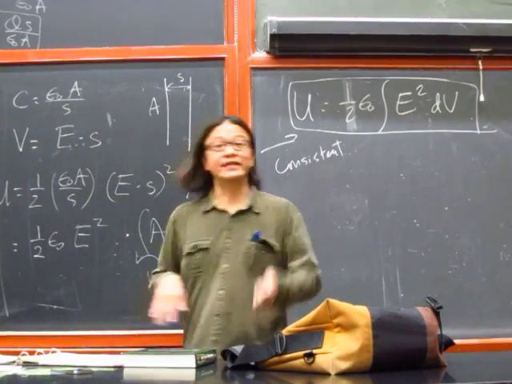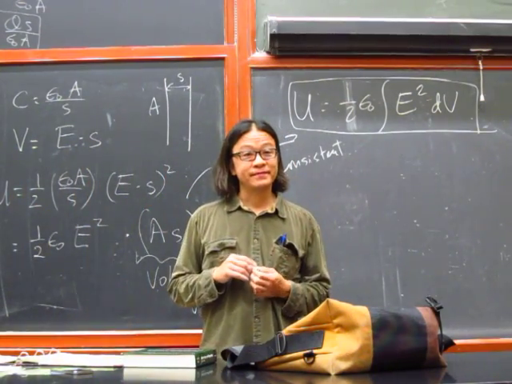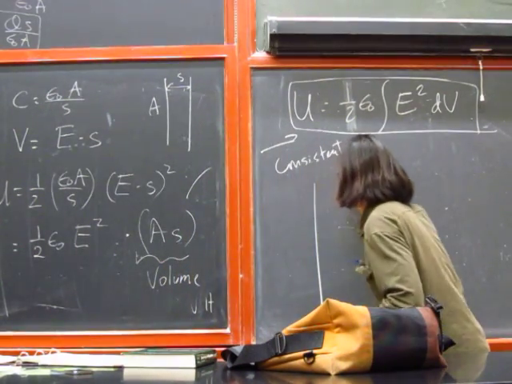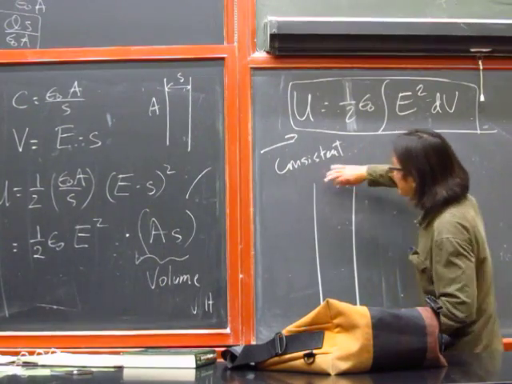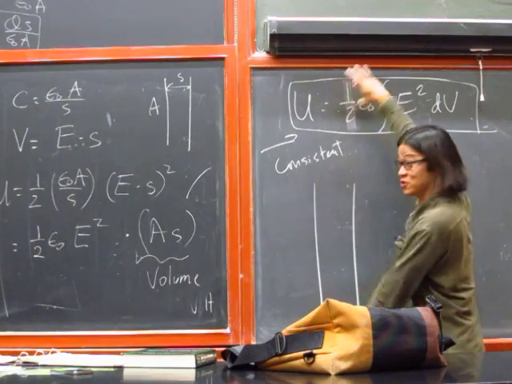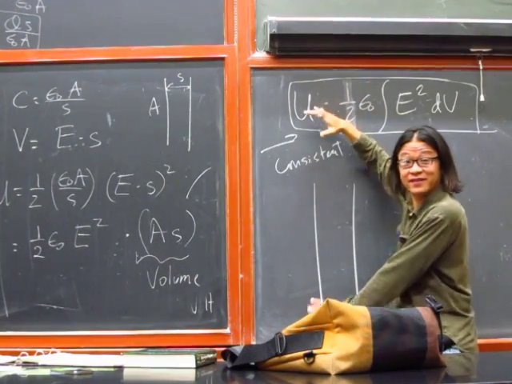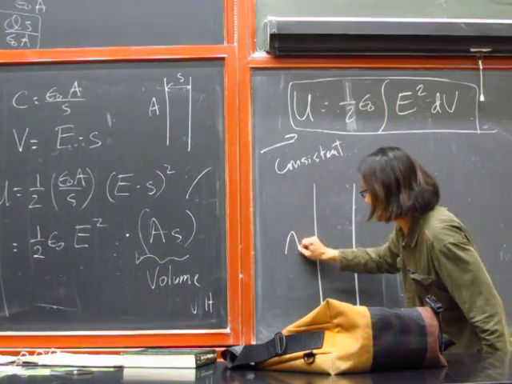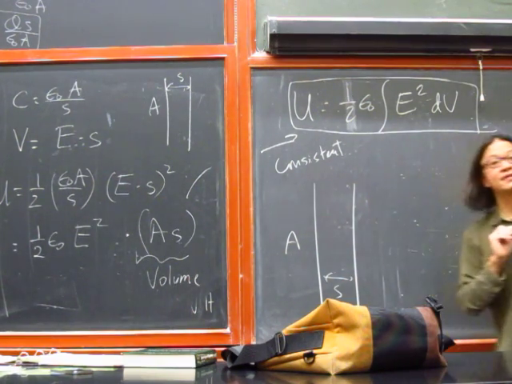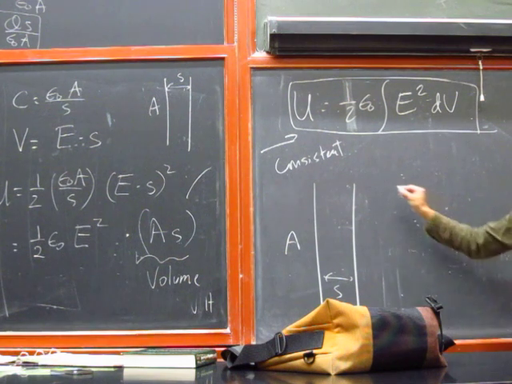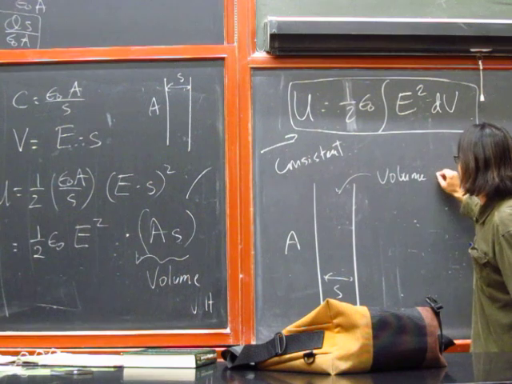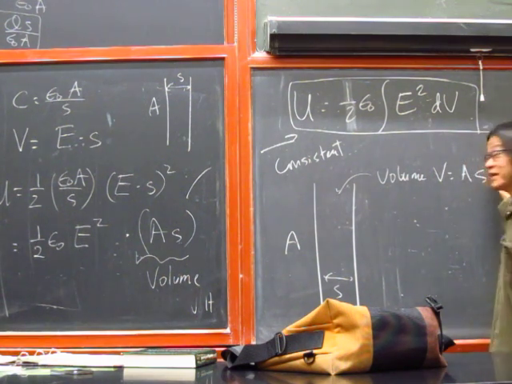Wait, I have a question. Volume, like where is the volume? If there are two parallel plates, is it the space between them? Yes. So I'm considering these parallel plates, right? Of course, they don't go to infinity. They're limited. They have a certain area A, and a separation S. So the volume is A times S, right?